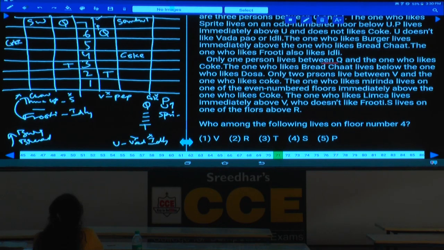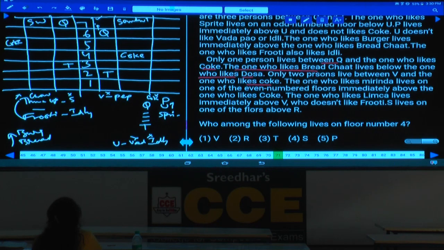Because there must be exactly one person between Q and the one who likes Coke, the one who likes bread chaat lives below the one who likes dosa. Only 2 persons live between V and the one who likes Coke.